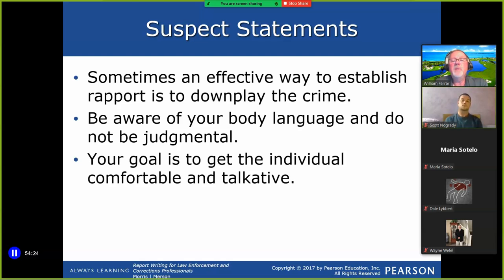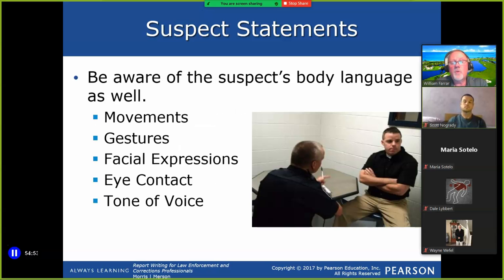Again, be aware of your body language. Don't be judgmental. Don't just jump right off and start putting a person in a category of whatever. You have to try to establish that rapport. Your goal here, as much as you may not like it, is to get the person comfortable and willing to talk to you. And that's really the whole goal, because you want to be able to establish the crime.